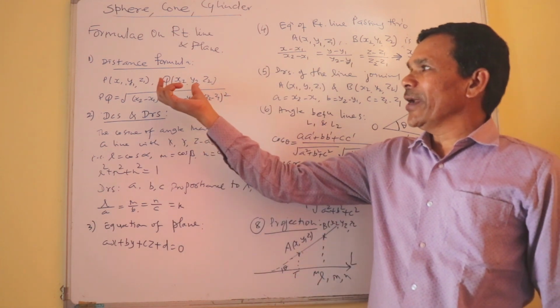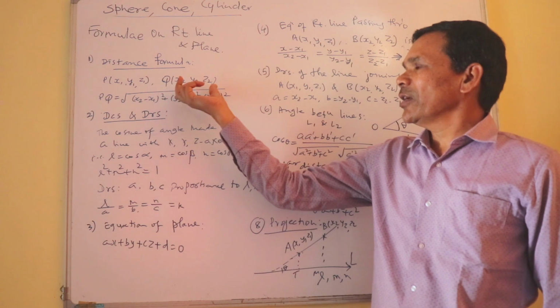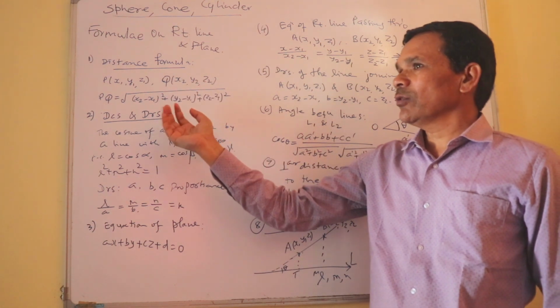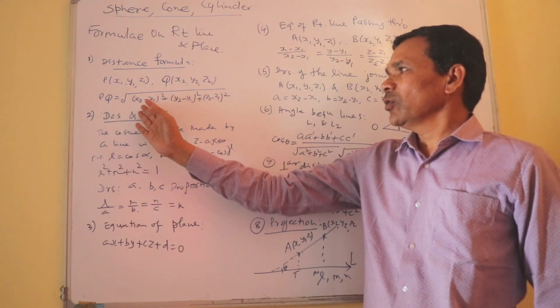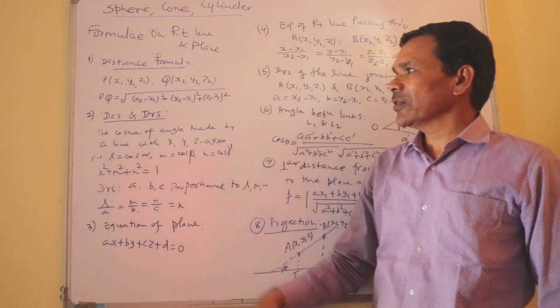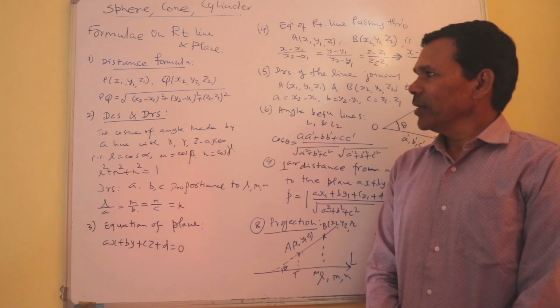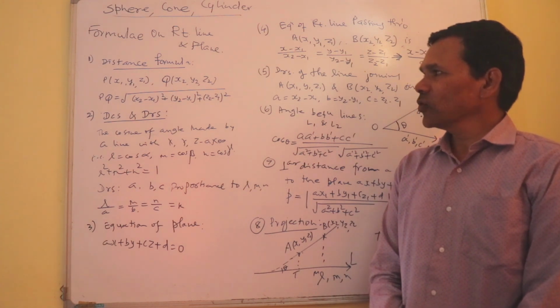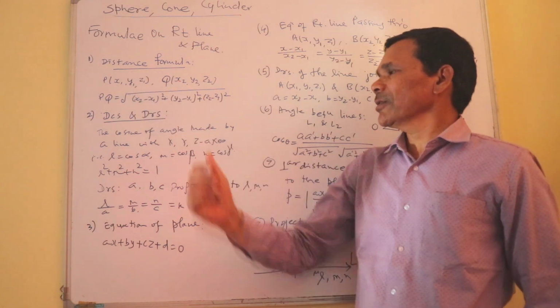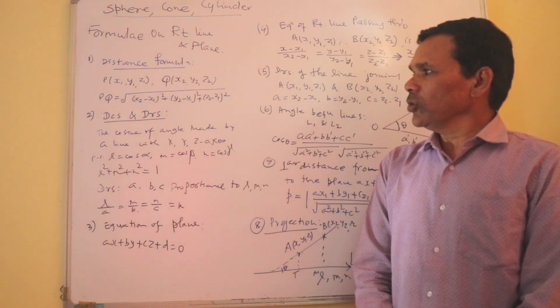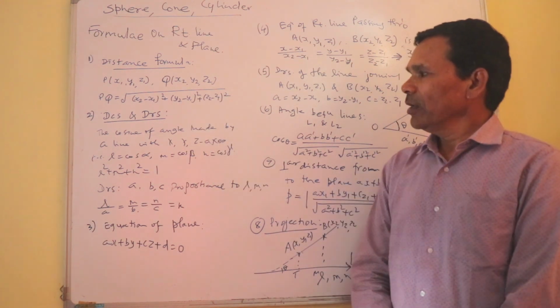The distance between the points P (x1, y1, z1) and Q (x2, y2, z2), PQ, is equal to the root of (x2 minus x1) whole square plus (y2 minus y1) whole square plus (z2 minus z1) whole square. The distance between the points P and Q is given by this.